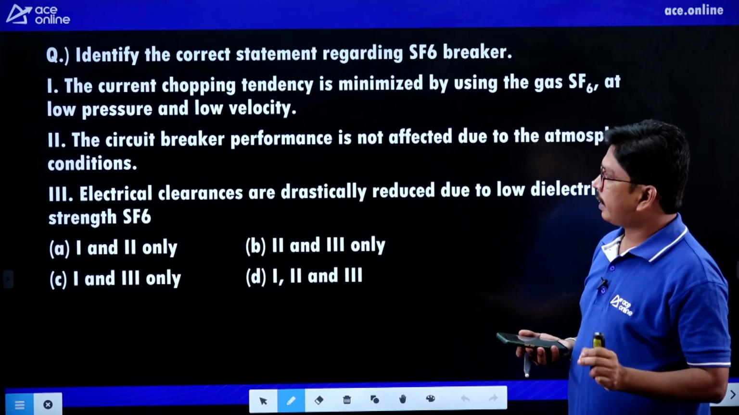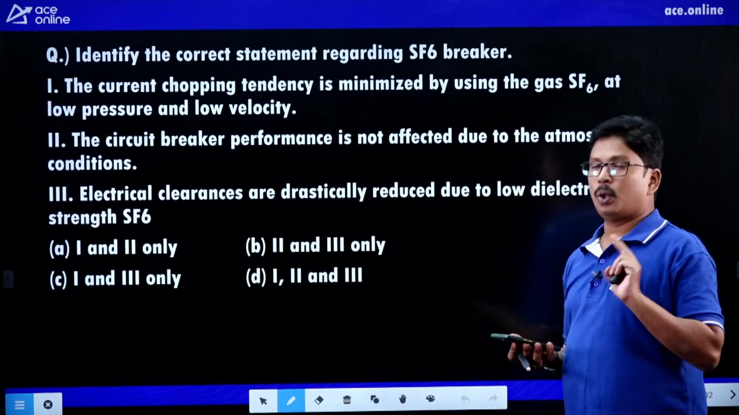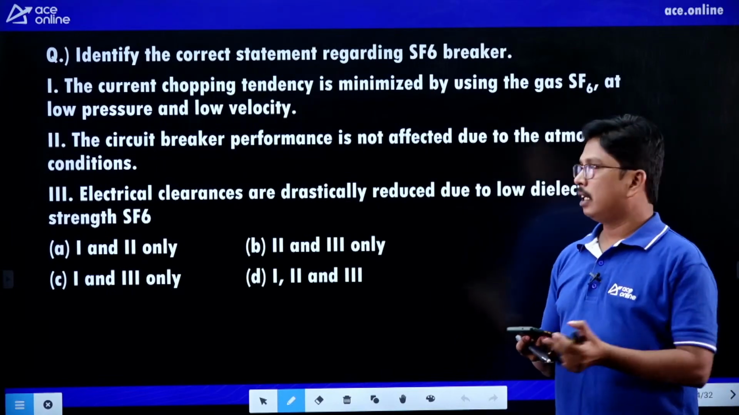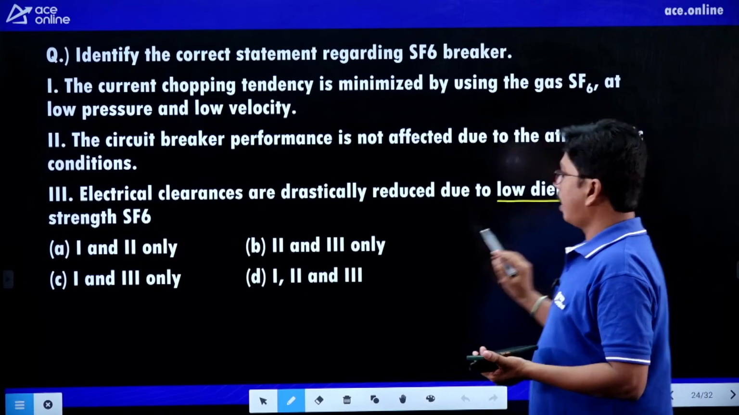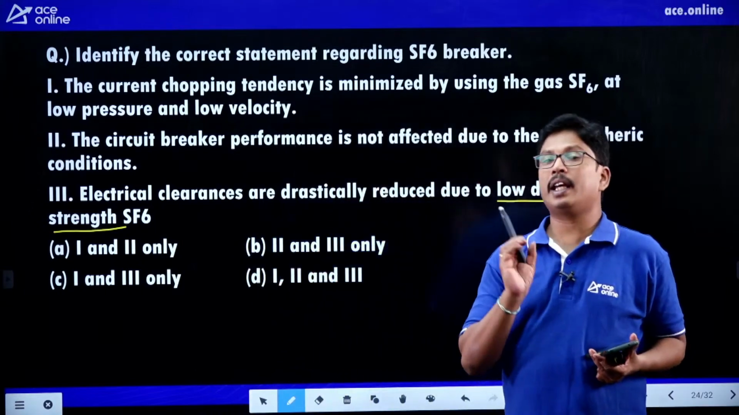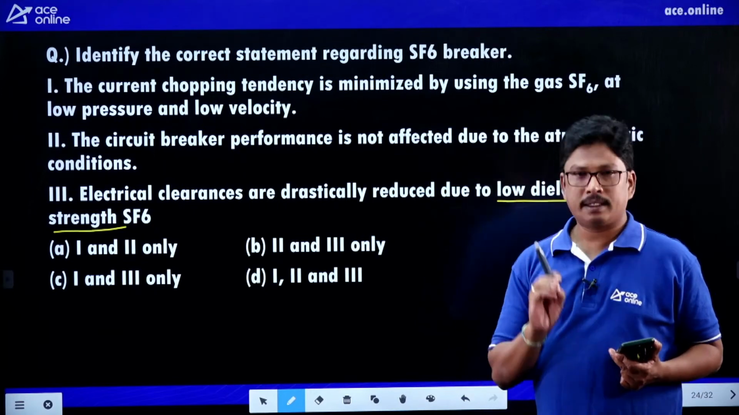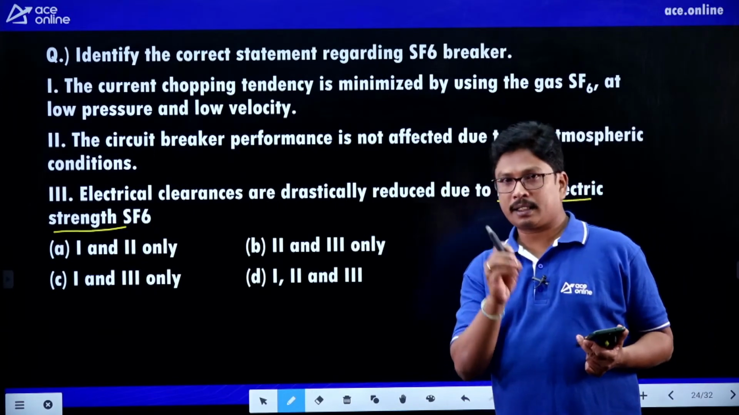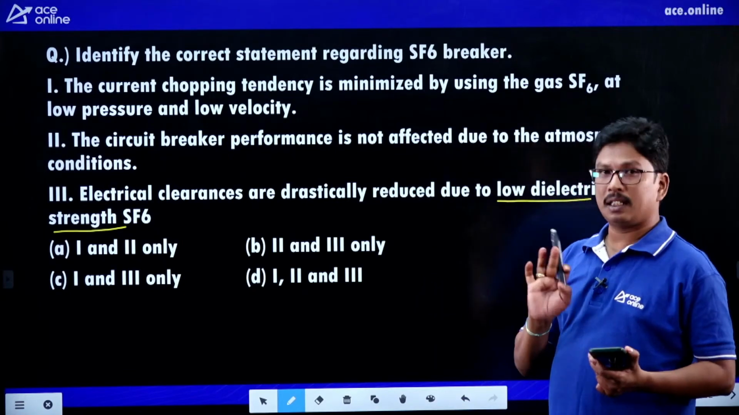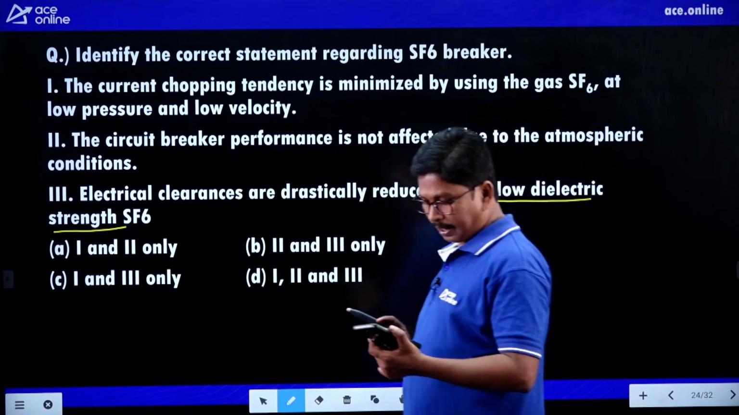Third one: the electrical clearances are drastically reduced due to low dielectric strength of SF6. No, SF6 gas has a very high value of dielectric strength, right? So low dielectric strength is a wrong statement, students. So statement 3 is wrong. That is one of the best advantages of SF6 gas. It has high dielectric strength as well as very low viscosity. So only 1 and 2 are correct.